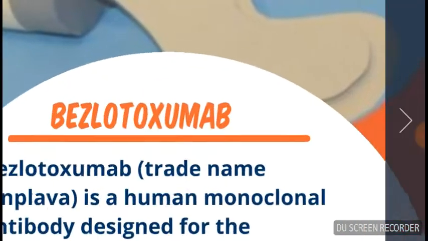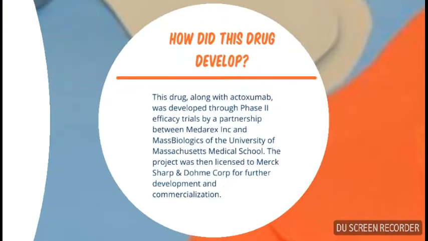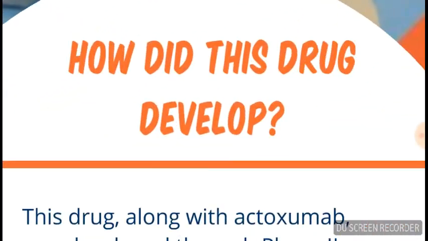Bezlotozumab. Bezlotozumab is a human monoclonal antibody designed for the prevention of recurrence of Clostridium difficile infection. How was this drug developed? This drug, along with Actoxumab, was developed through phase 2 efficacy trials by a partnership between Medarex Inc. and Massbiologics of the University of Massachusetts Medical School. The project was then licensed to Merck Sharp and Dohme for future development and commercialization.